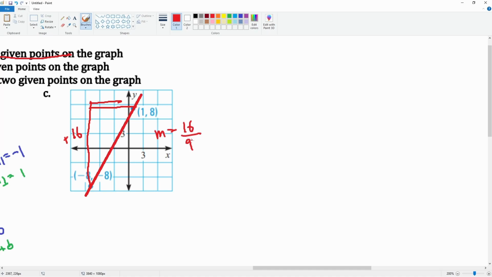Can 3 go into both of them? No, 3 cannot go into 16. Oh, you can't simplify that. Wow. That's ugly, but oh, there you go. Oh, hey, look, we have the y-intercept here, though. 3, 3, 6. So b is equal to 6. Hey, that's easy. So y is equal to 16 over 9x plus 6.